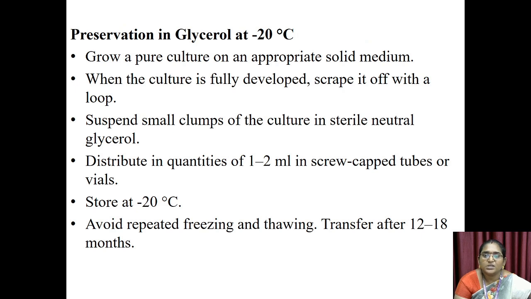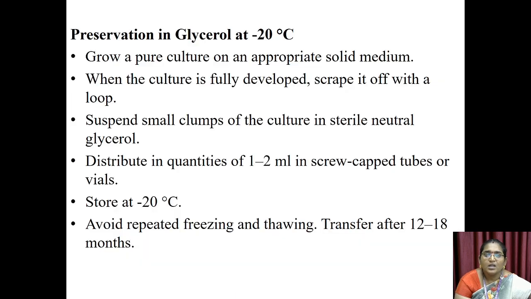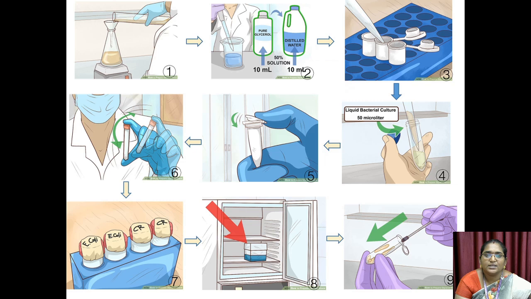Next one is preservation in glycerol at minus 20 degrees Celsius. Grow a pure culture on an appropriate solid medium. When the culture is fully developed, scrape it off with a loop. Suspend small clumps of the culture in sterile neutral glycerol. Distribute in quantities of 1 to 2 ml in screw capped tubes or vials. Store at minus 20 degrees Celsius. Avoid repeated freezing and thawing. Transfer after 12 to 18 months. These are the steps of preservation in glycerol at minus 20 degrees Celsius.